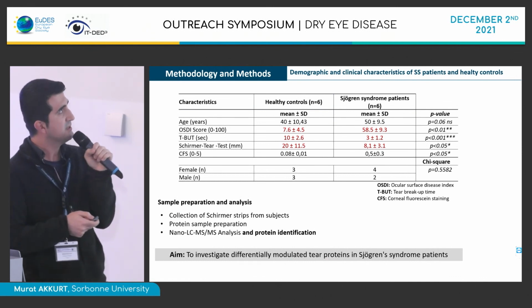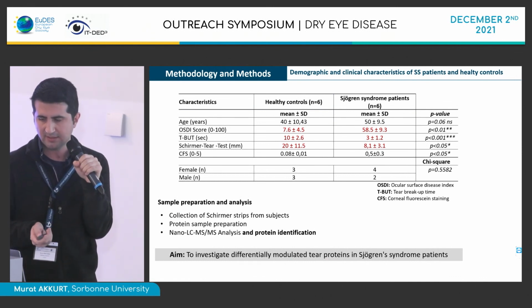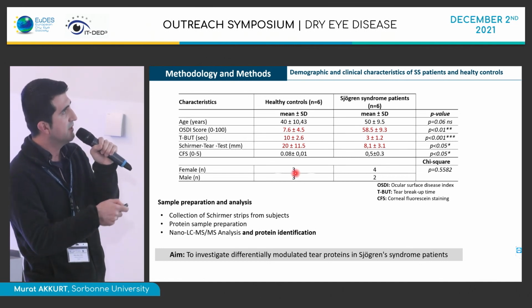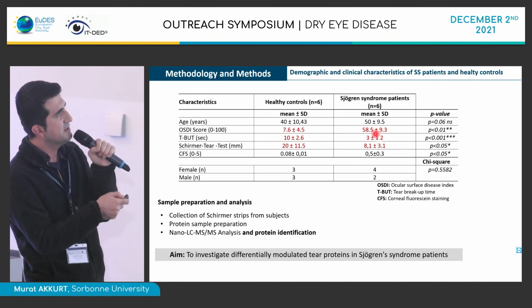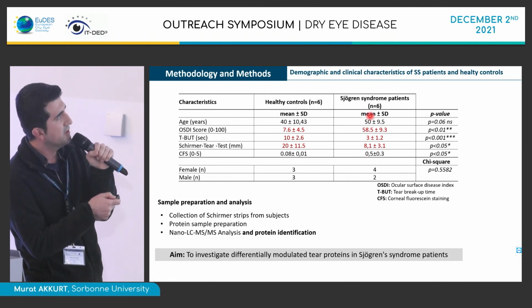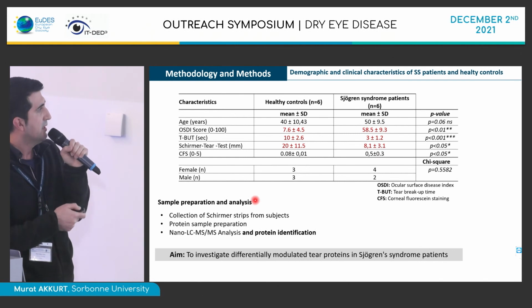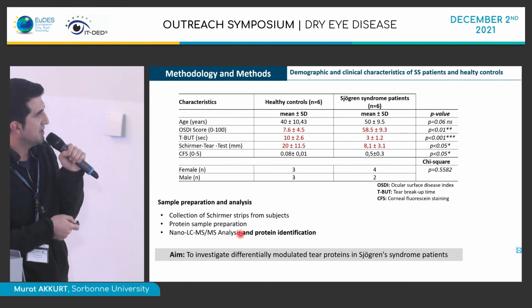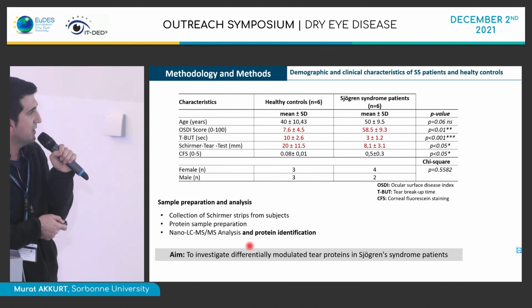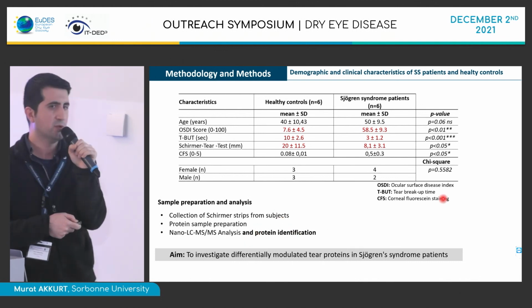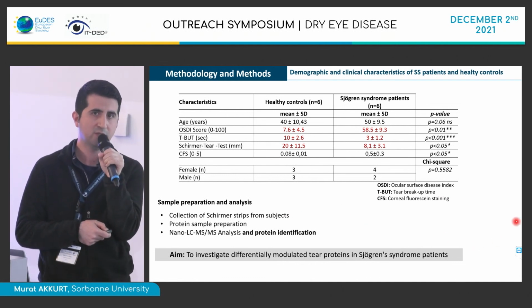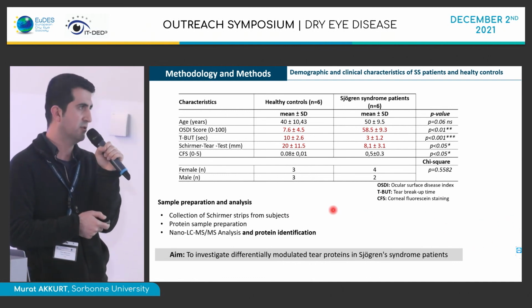Here we can see the demographic and clinical characteristics of Sjögren patients, and as you can see, there is a significant difference in signs and symptoms between Sjögren and healthy controls. The samples were collected by Schirmer strips and analyzed with the same mass spectrometry. The aim of this study was to investigate differentially modulated proteins in Sjögren patients versus controls.